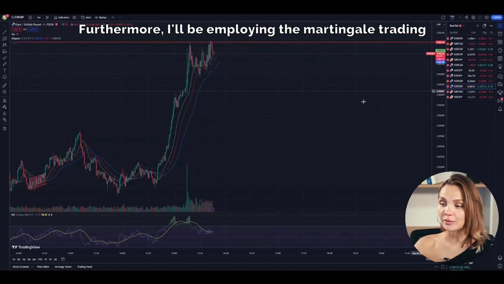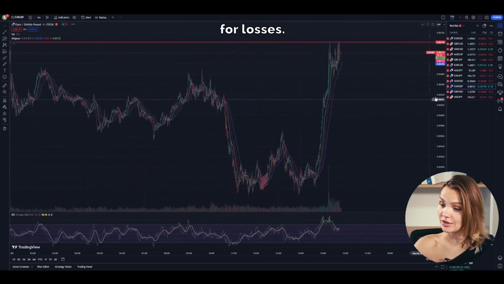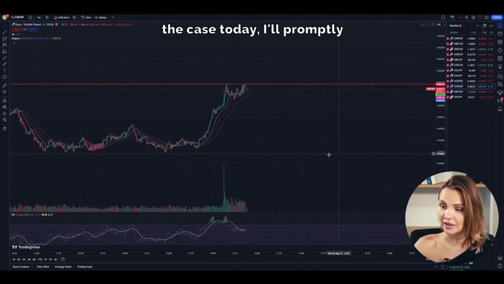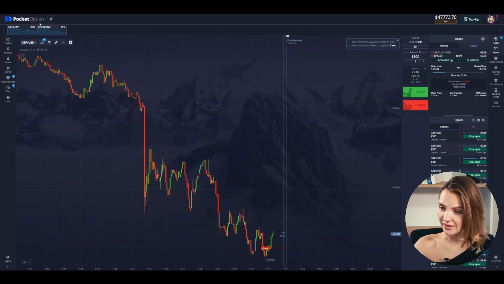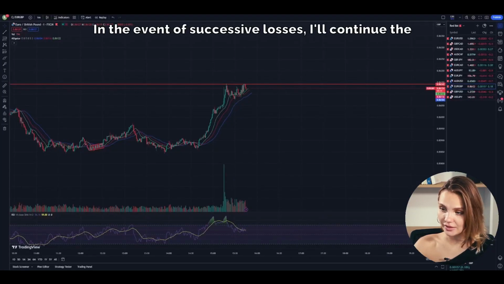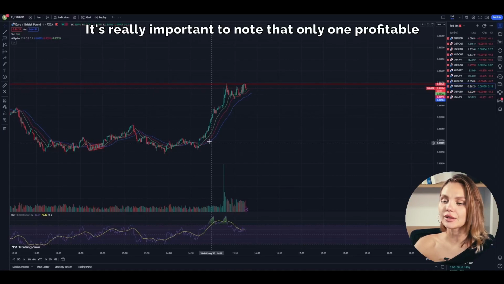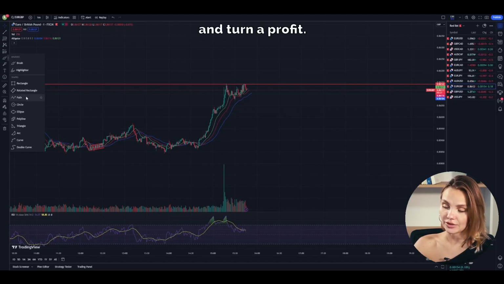Furthermore, I'll be employing the martingale trading system, a strategy that entails compensating for losses. Should this trade conclude with a loss, which I'm hopeful won't be the case today, I'll promptly initiate another trade with a doubled stake. In the event of successive losses, I'll continue the pattern, progressively increasing the trade size. It's really important to note that only one profitable trade is required to recover losses and turn a profit.